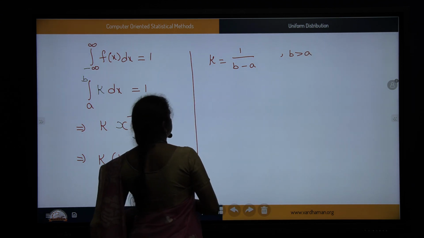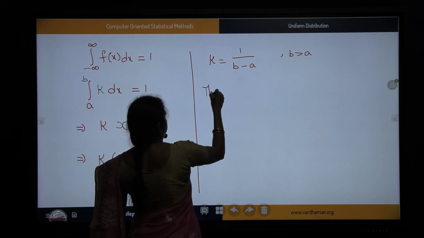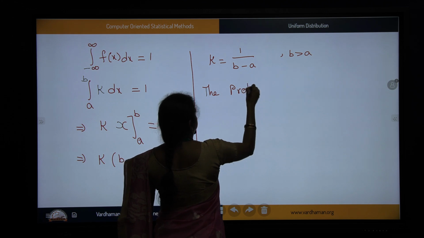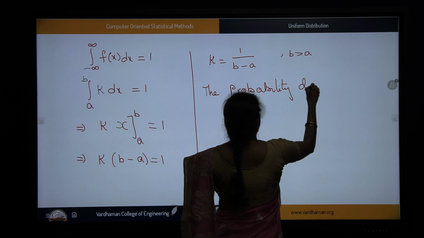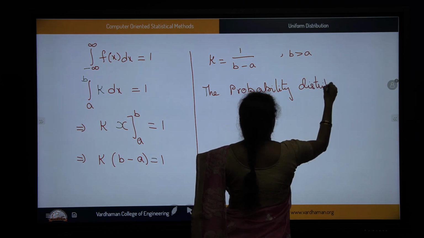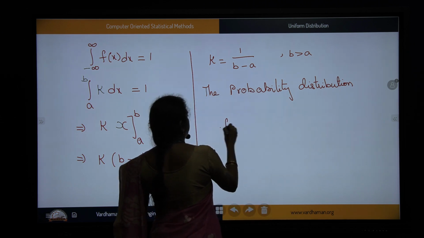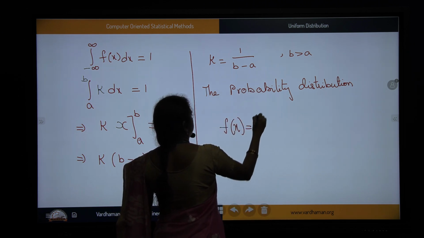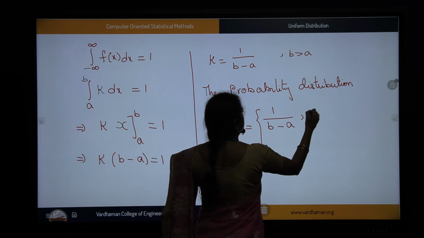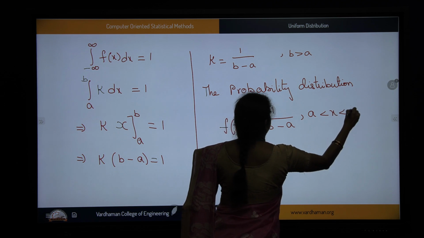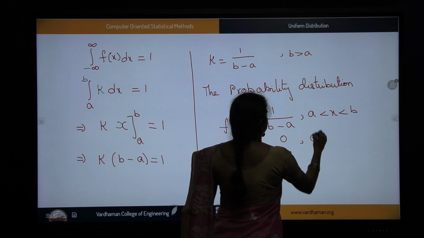So now we'll define the distribution again. The probability distribution is defined by f of x equal to 1 by (b minus a) for the interval a less than x less than b, and 0 elsewhere.